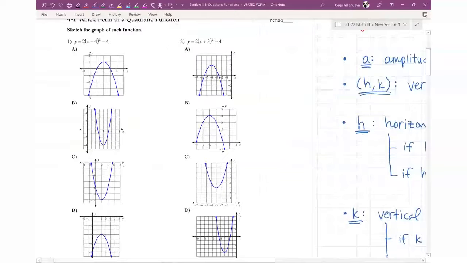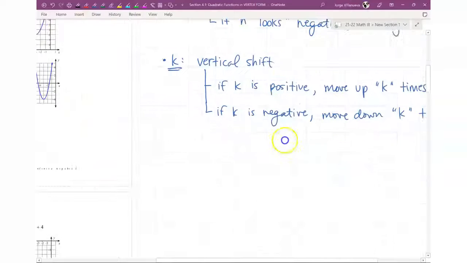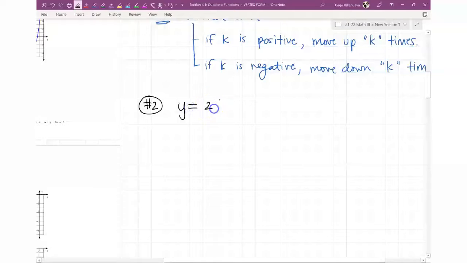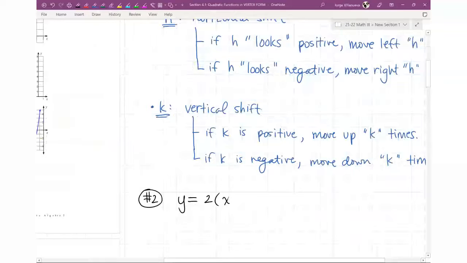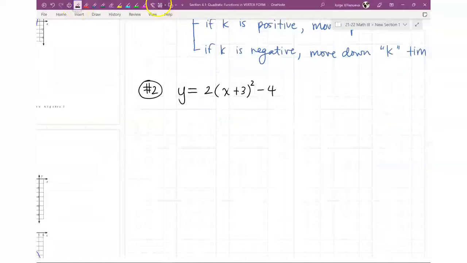Okay, so number 2, it's 2 times x plus 3 squared minus 4. So I'm going to do it right here under the notes here, okay? This is number 2. Y equals 2 times, let me see if I'm right, x plus 3, yeah, x plus 3 squared minus 4. And they want me to graph it. So I'm going to graph this thing.